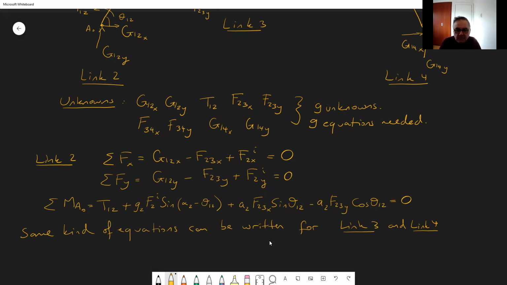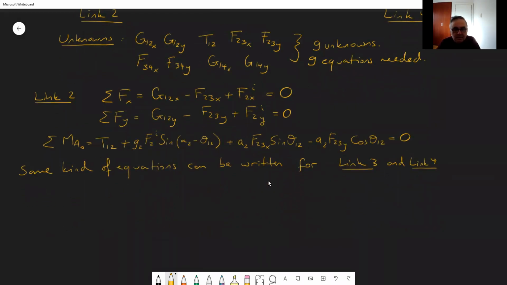So we are going to have 3 equations for each link. So we will have 9 equations for 9 unknowns. They are not too hard to solve. They are easier than they look because they are quite sparse equations. That is, they don't have too many variables in each equation. For example, the first equation has 2 unknowns, the second one has 2 unknowns, etc.